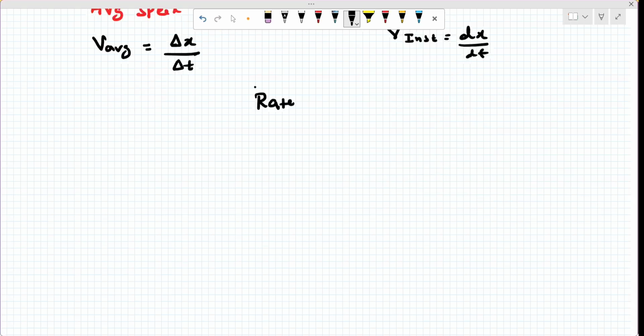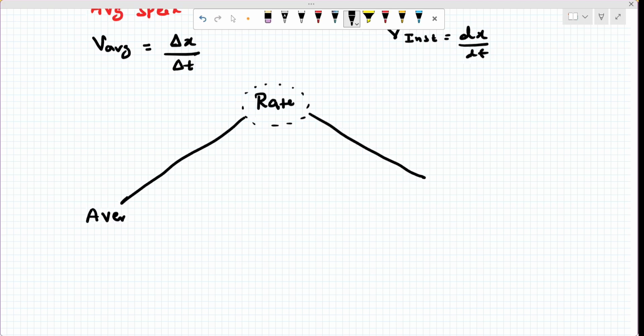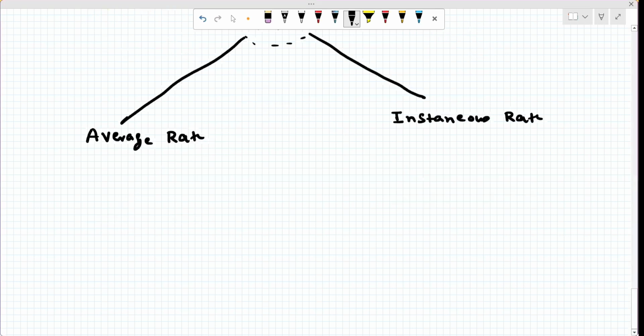Now, the rate is classified into two types. One is the average rate of reaction. What is the second one? The instantaneous rate of reaction. Tell me, anyone, what is the average rate of reaction, students? What is average, and what is instantaneous?